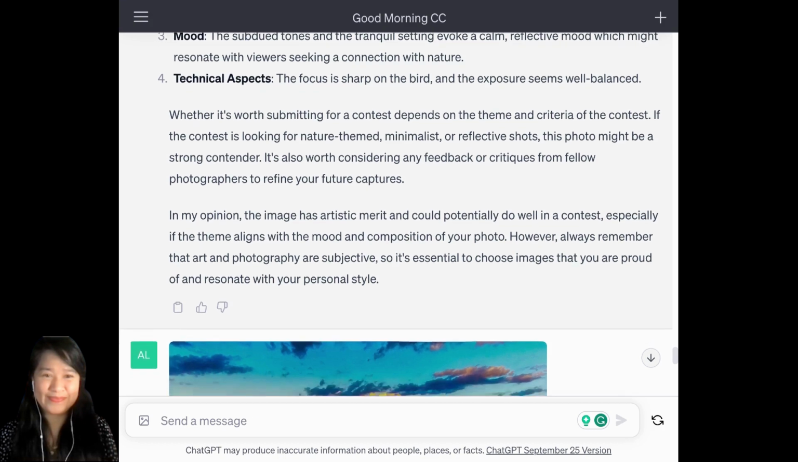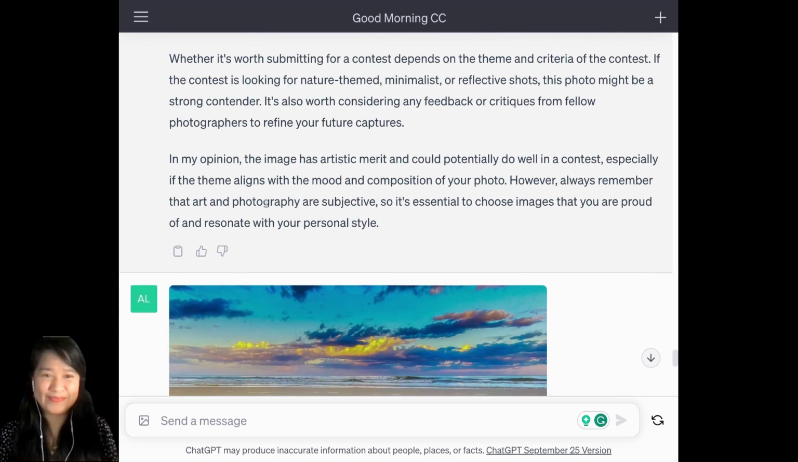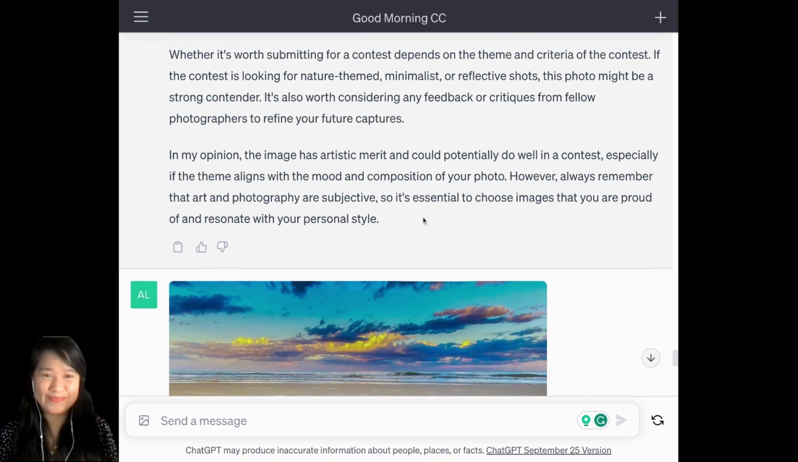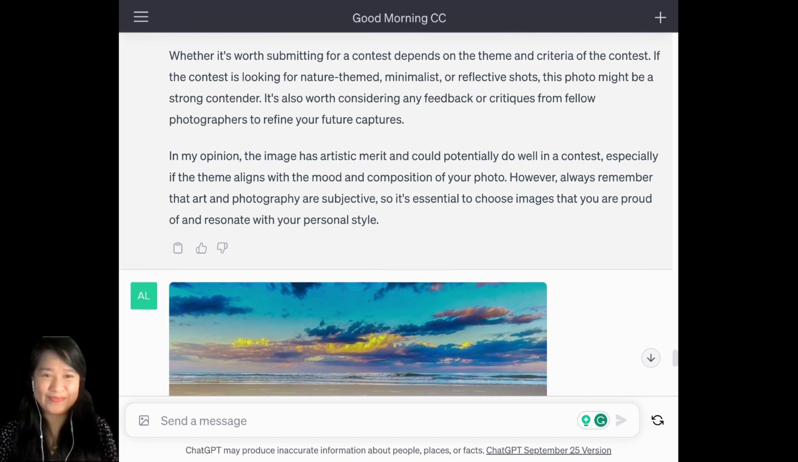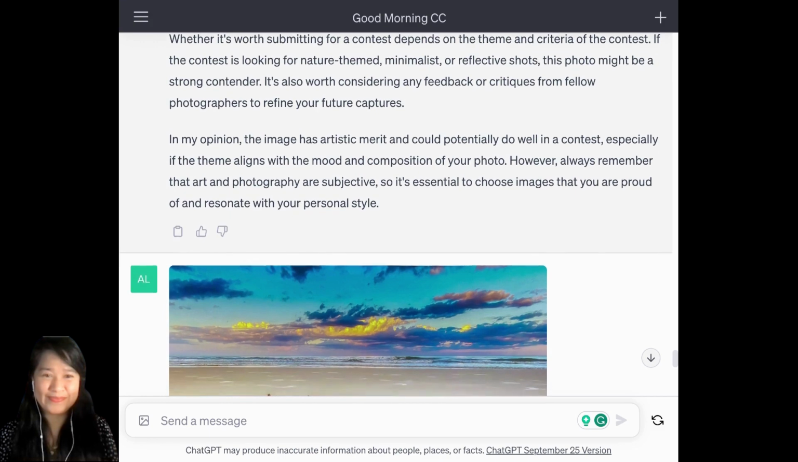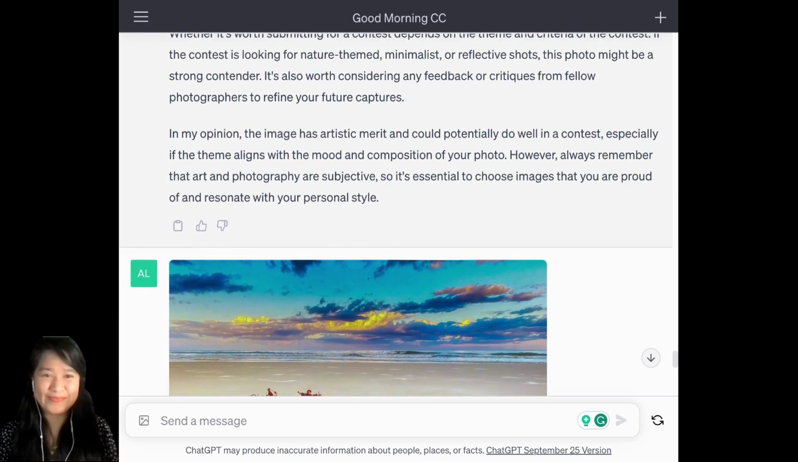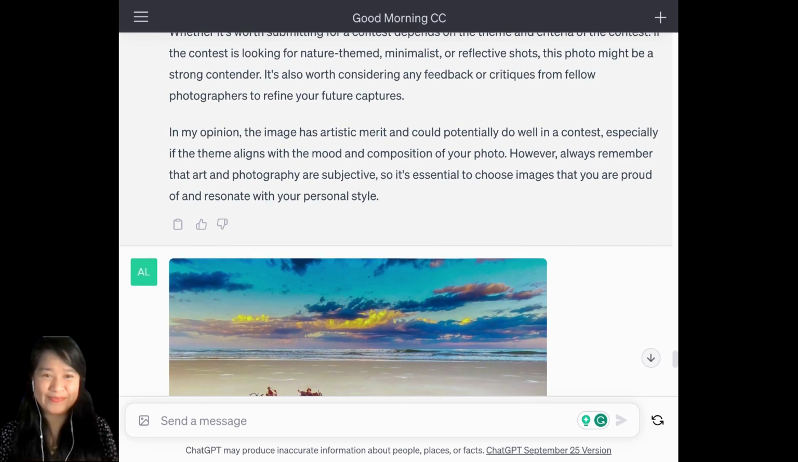It depends, right? And then after that, it also gave his opinions about why he thinks this might do well in a contest, especially if it's aligned with the contest category, which I totally agree. And then of course he tried to remind me that art and photography are subjective, and it's very essential to choose a photo that I'm proud of and resonates with my personal style.